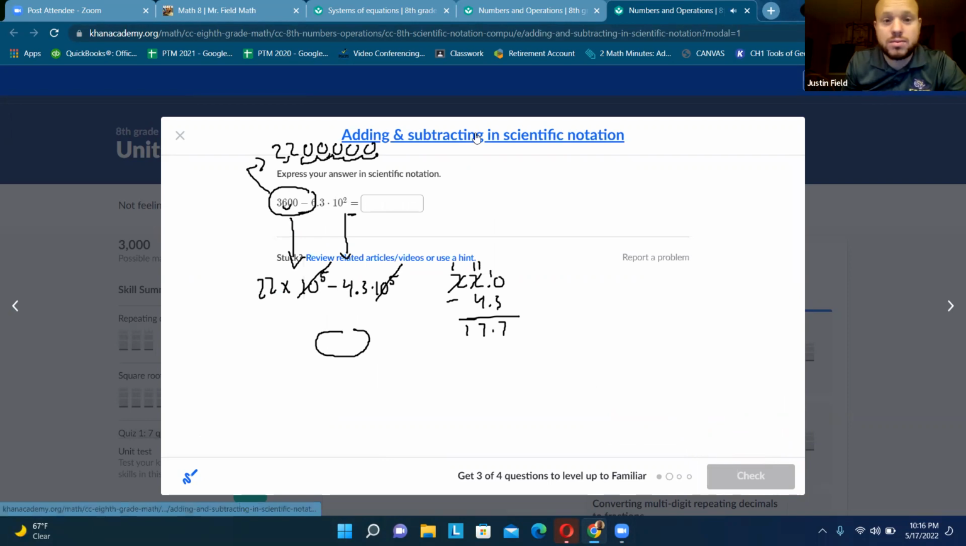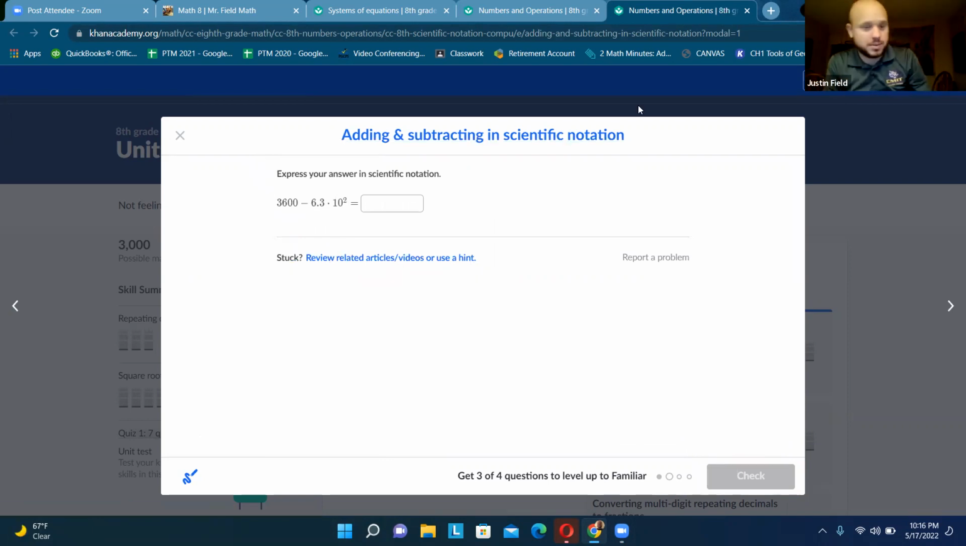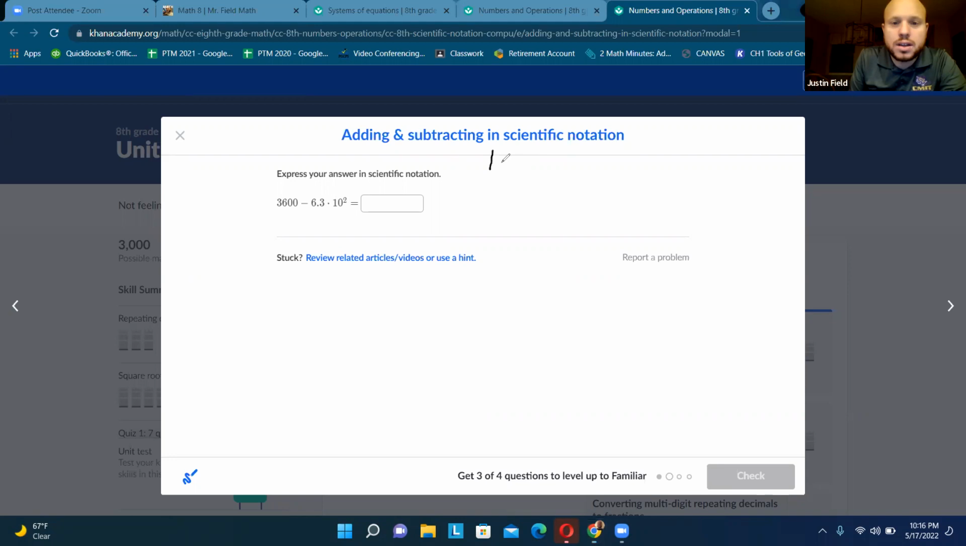Now, let me show you how to do this, okay? And then remind me before we put in the answer, it needs to be in scientific notation. So when we're adding or subtracting in scientific notation, we need the same exponents first.